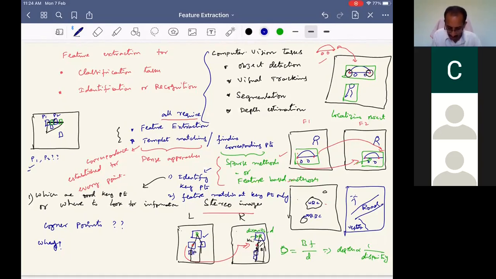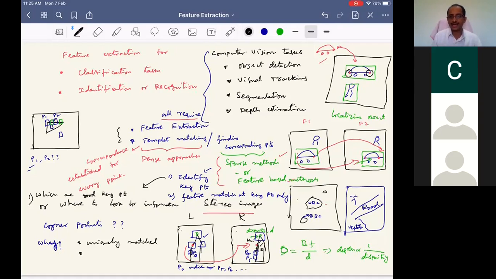So if this is P3 or P0, P0 can be easily matched with P2, P4, P5, and so on, P6. All the points along the edge match to another edge point, so I can't make a unique match. For P5, P6, I can make many more combinations. The reason for corner points is that they can be uniquely matched. This is one important property.